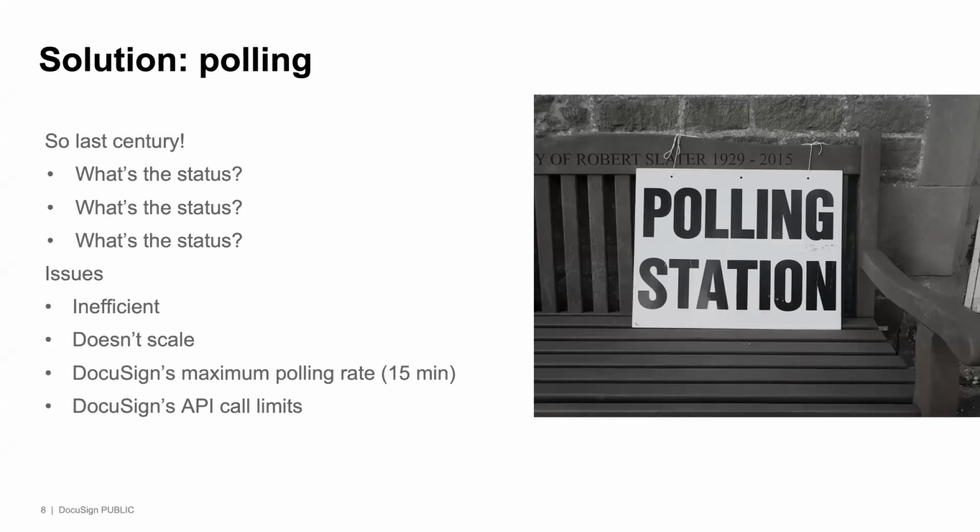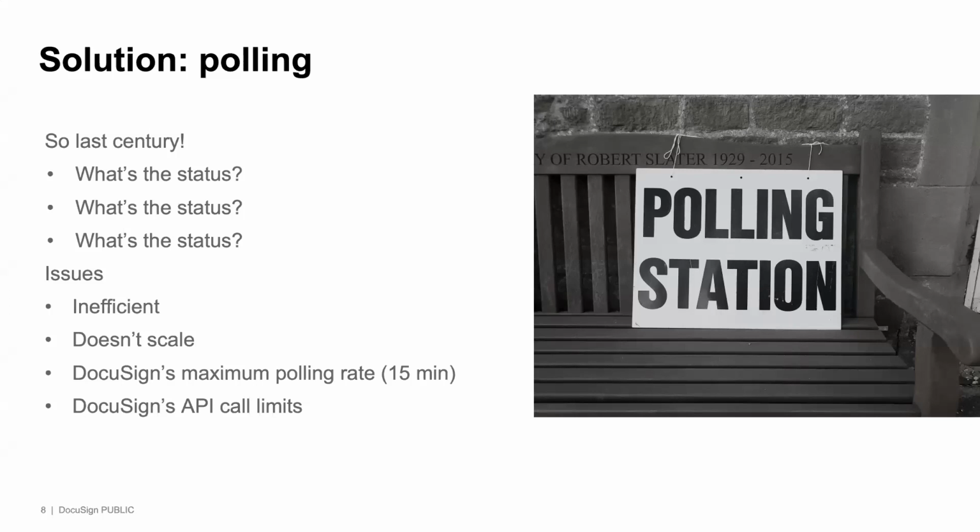With polling, of course, your application is simply asking us for the status of your envelopes over and over again. Now that has a lot of issues. It's inefficient, and it doesn't scale. Remember also that DocuSign has a maximum polling rate.